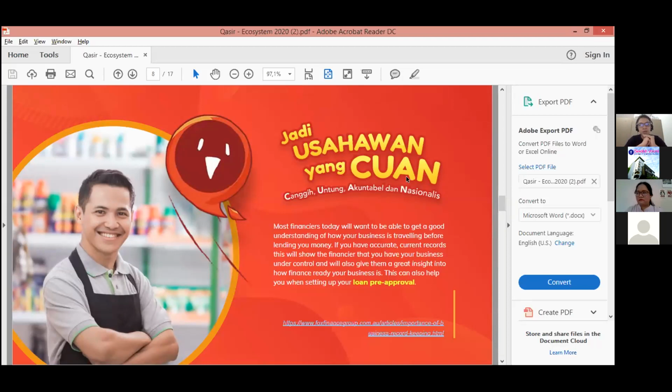Okay, so in Indonesia we believe in this jargon: usahawan, cuan, meaning the profit, or you can say a good margin. So in Fox Finance Group they say it's the most important thing, and transaction recording is really important because it will help you get a loan pre-approval, because you have good financial records. The transactions are better, so the funder can trust you to give you a loan pre-approval. Okay, next.